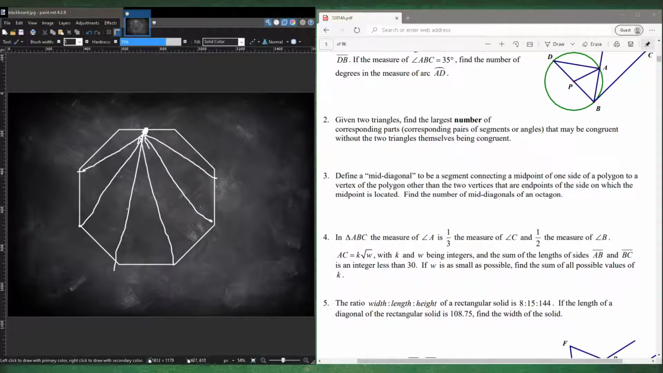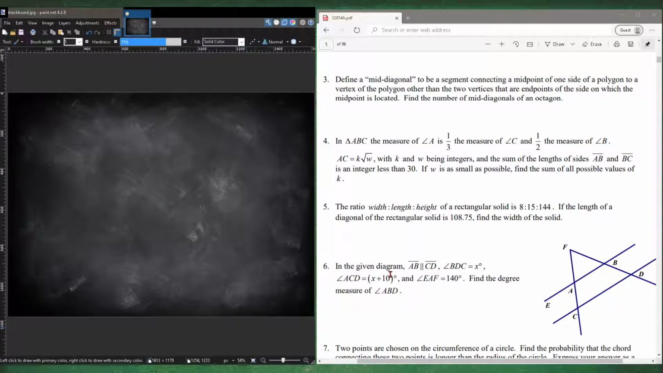So we have 1, 2, 3, 4, 5, 6. It's not going to include these two, but it's already connected to it. So there's 6 of them. So how many are there in total? Well, there's 8 sides, so that means there's 8 midpoints, right? So each of them has 6. So 6 times 8, that is a total of 48. And that is your answer for number 3. Basically just that simple.